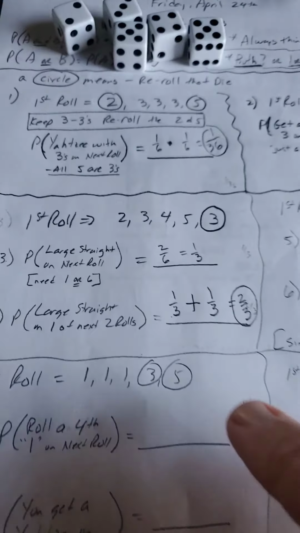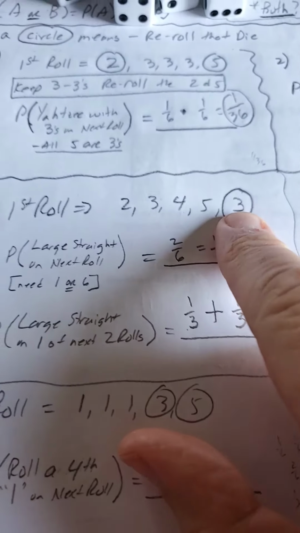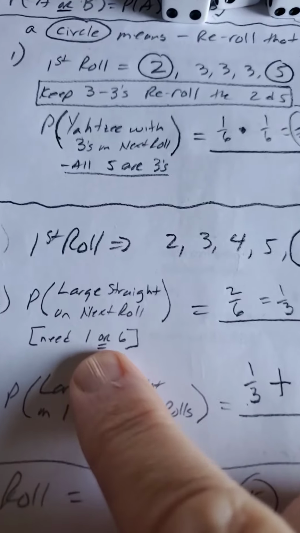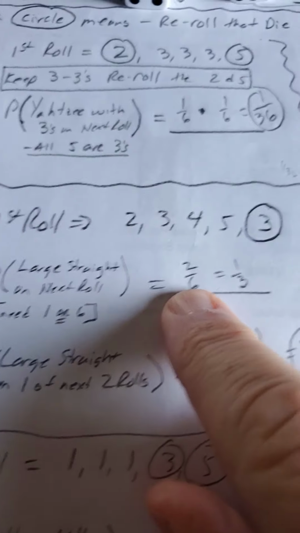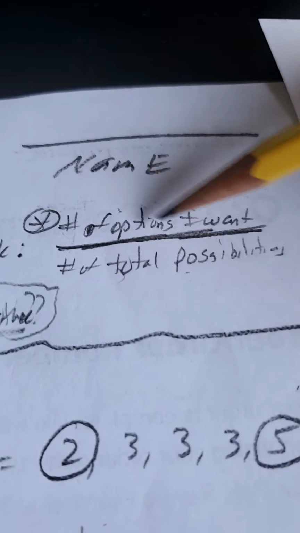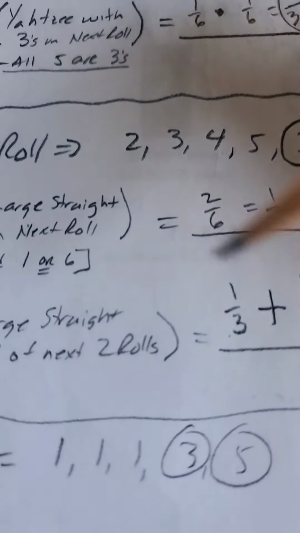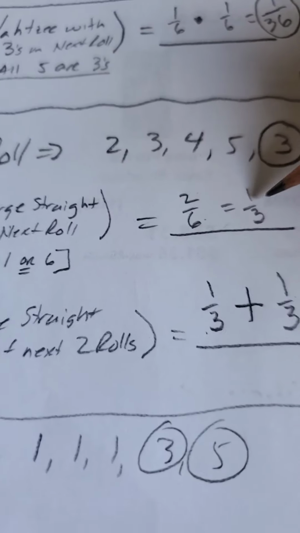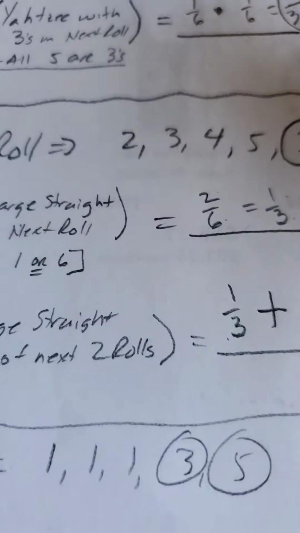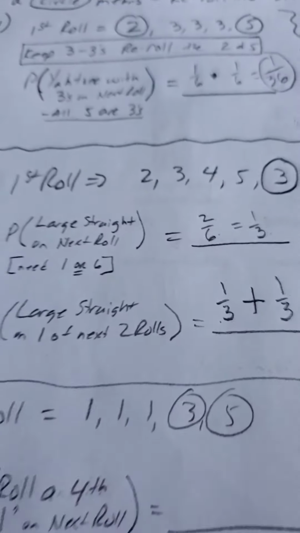Okay, so again, I want to re-roll a 3. I want a 1 or a 6. So I have 2 chances out of 6. Remember, it's the number of options I want. So there are 2 options I want out of 6 possible options, which reduces to 1/3. I'm going to leave my answers as fractions instead of changing them to decimals.